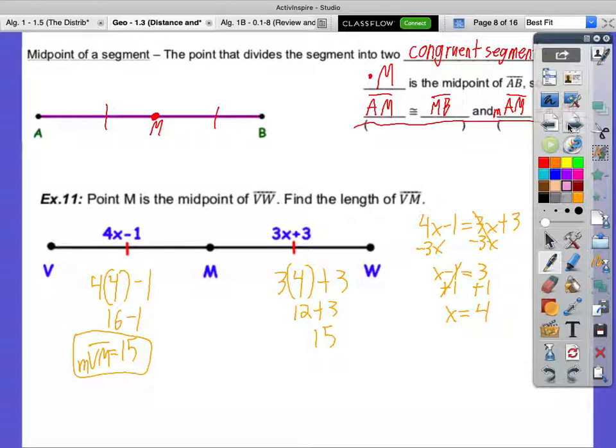Then, given that M was a midpoint, we found the length by setting two things equal to each other. We said if they're congruent, they're equal in length, so we can set them equal. Alarms and bells and whistles should be going off in our head when we hear congruent, saying, oh, we should set them equal.